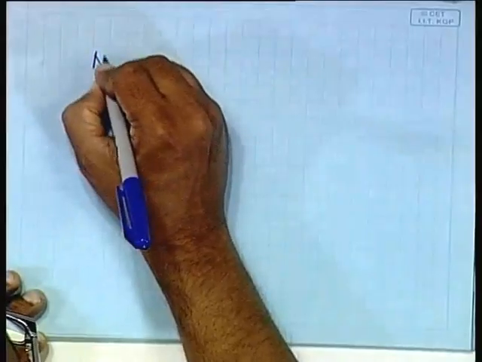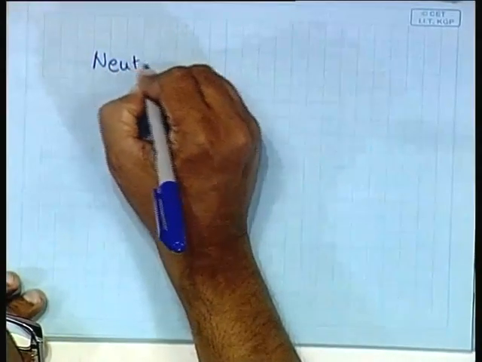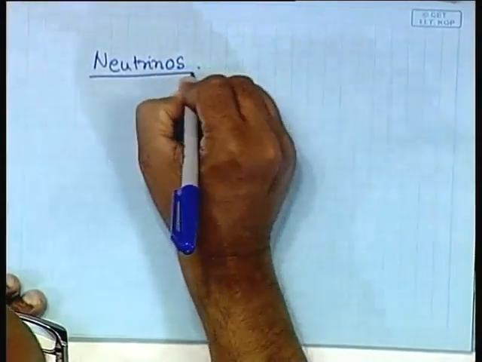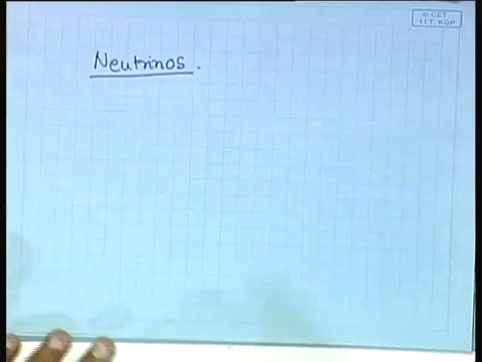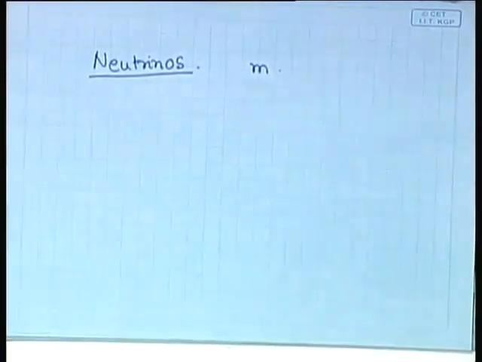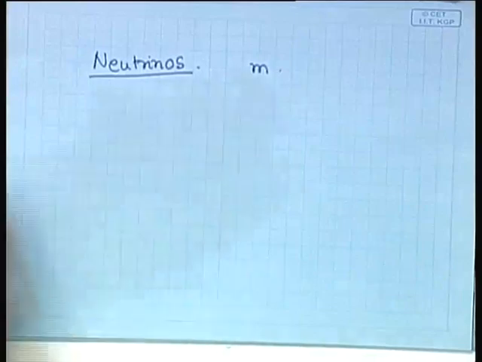Let me take up an example where this is important. Suppose we have neutrinos in the universe. This is something we shall come to. Whose mass is m. So, let us now go back to the same picture.